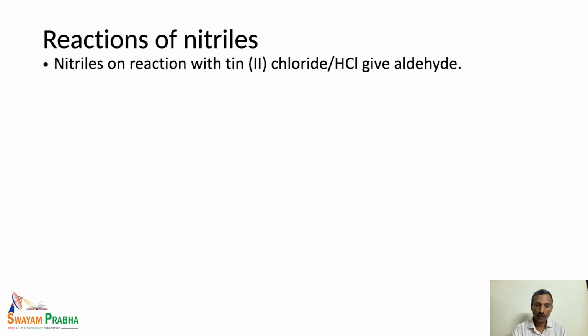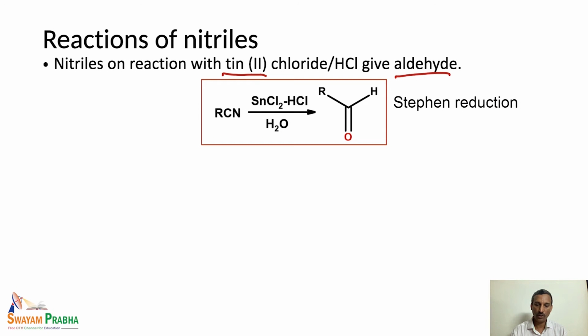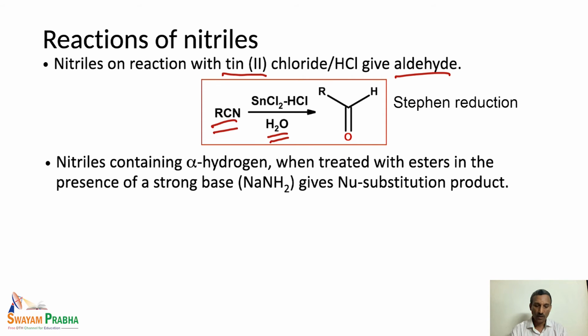So, nitriles react with hydrochloric acid in the presence of tin(II) chloride to give corresponding aldehydes. So, this is also another reaction. This is a controlled reduction reaction. Instead of carboxylic acid, the nitrile when treated with tin(II) chloride and HCl followed by hydrolysis produces corresponding carboxaldehydes.